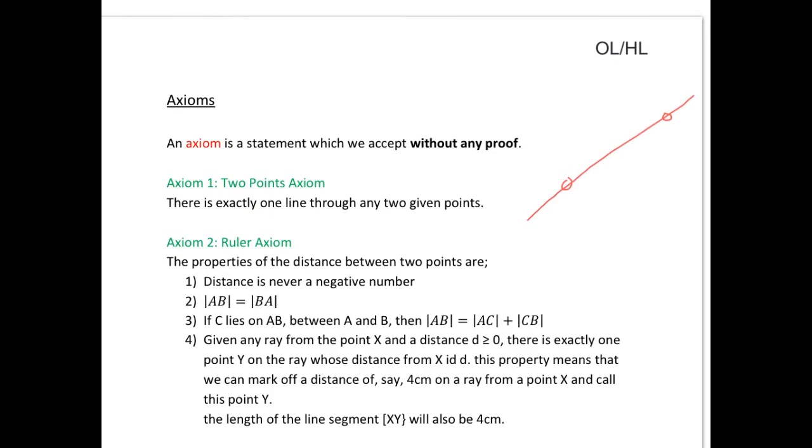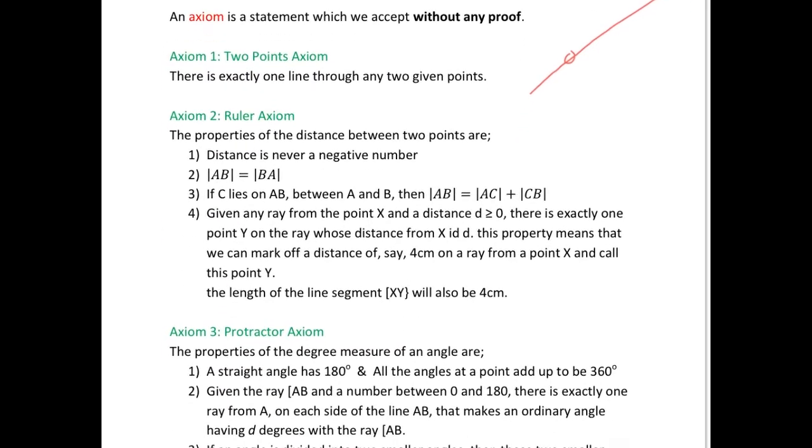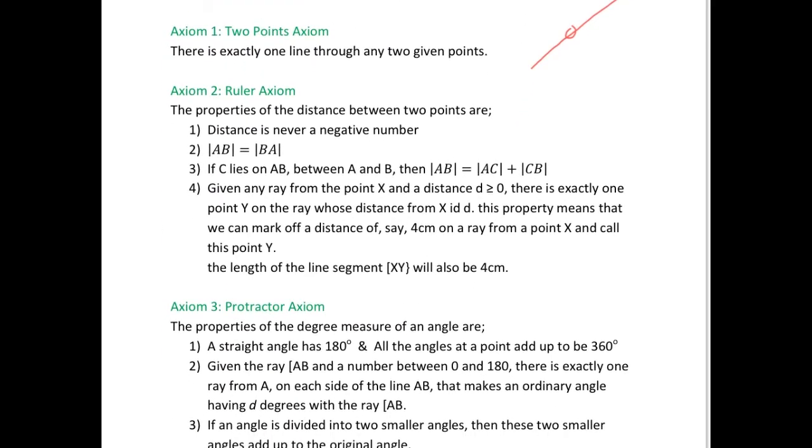Next, there are several axioms related to the distance between 2 points. One is that distance is never a negative number. So we never measure the distance between 2 points to be -3 centimeters, for example. Another axiom is that the distance between A and B is the same as the distance from B to A. So what that means is it doesn't matter where you start measuring from and end, the measurement you make will be the same on a straight line.